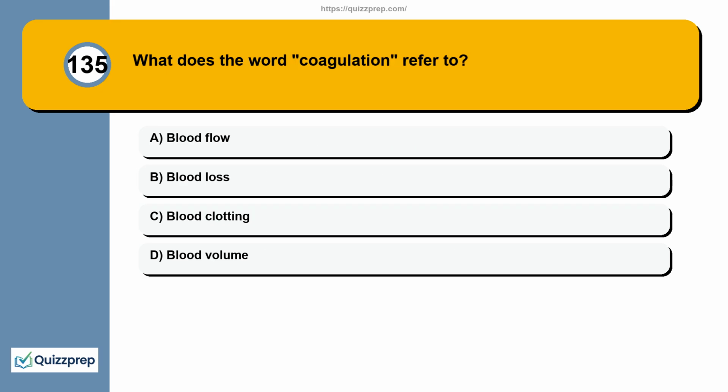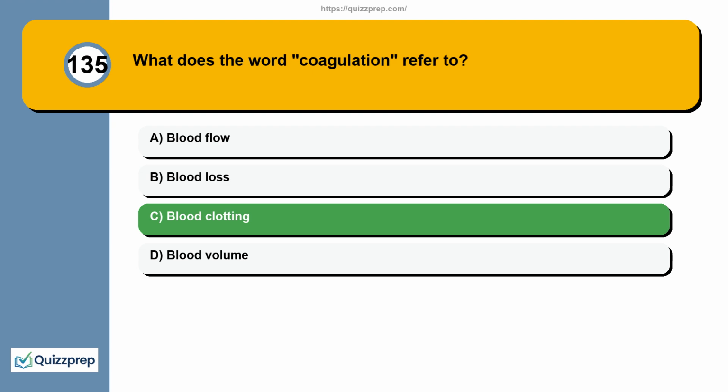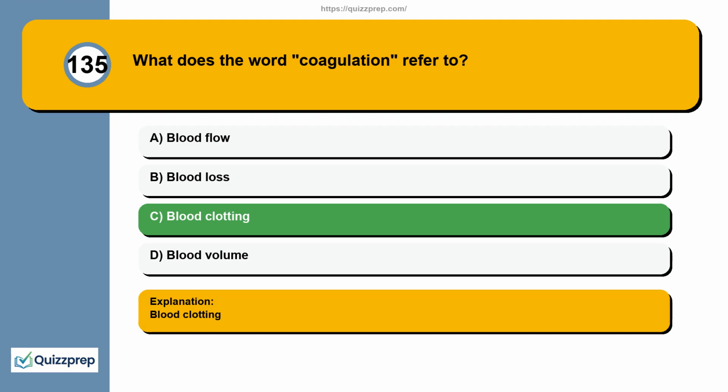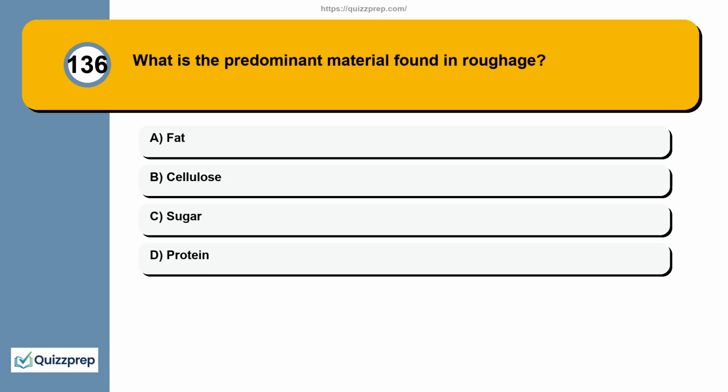Question 135. What does the word coagulation refer to? Option A, blood flow. Option B, blood loss. Option C, blood clotting. Option D, blood volume. The correct answer is option C, blood clotting.